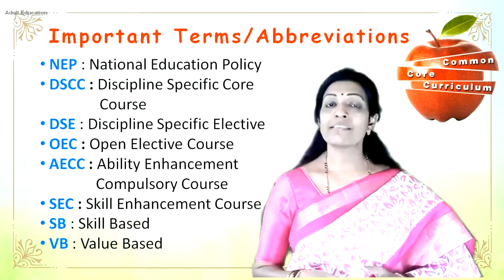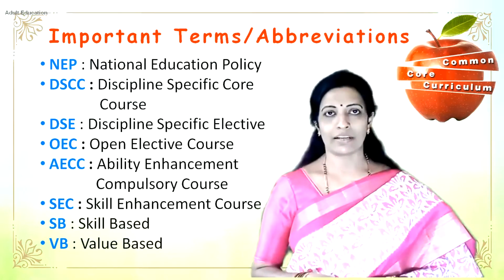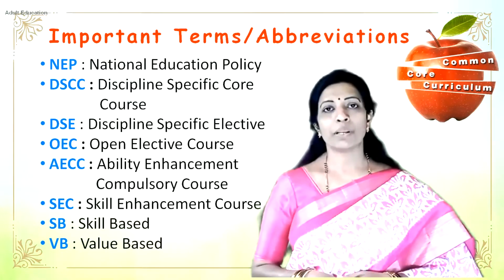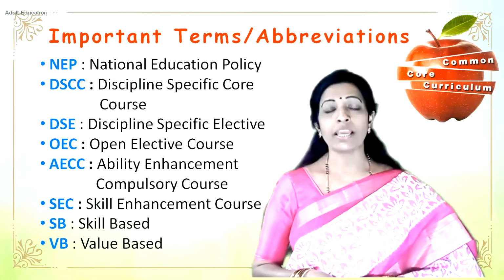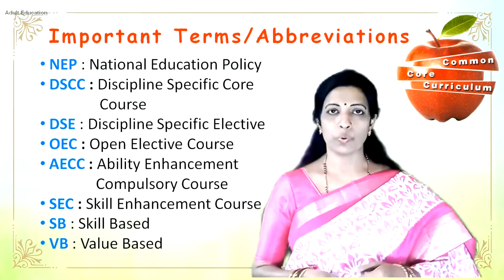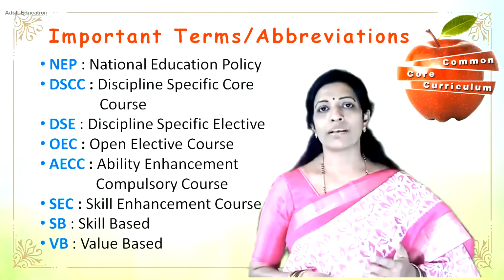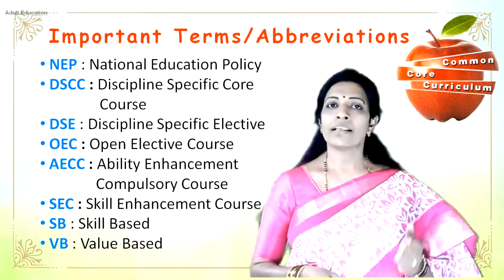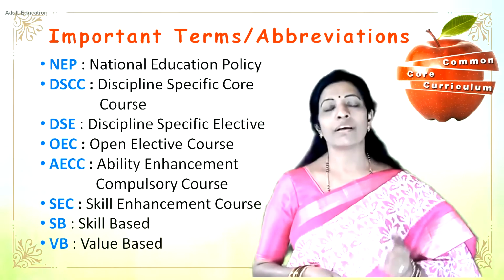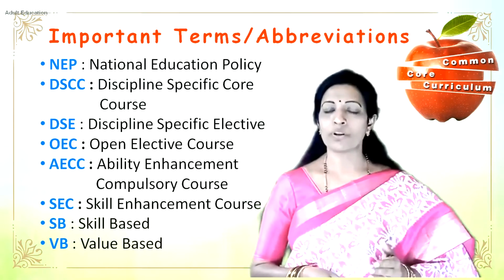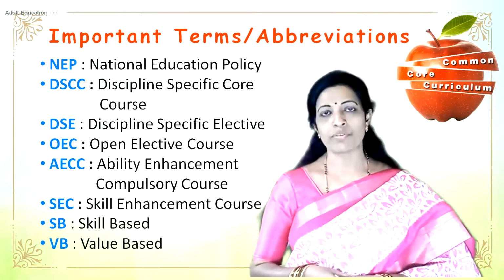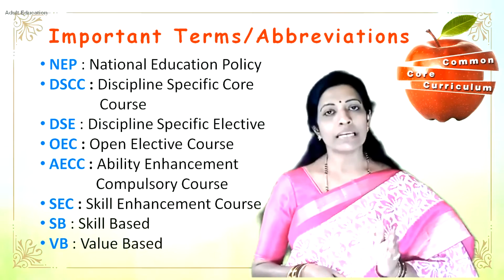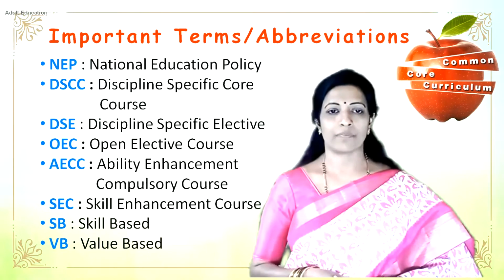DSE, that is Discipline Specific Elective. So these are generally those subjects which the student has to study under the main core course. So if a student has opted for sociology as the main subject, then various other topics which are related or which support the main core course will have to be studied. These will be referred to as the discipline specific elective.